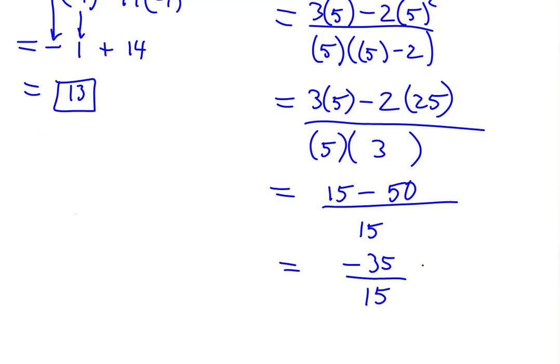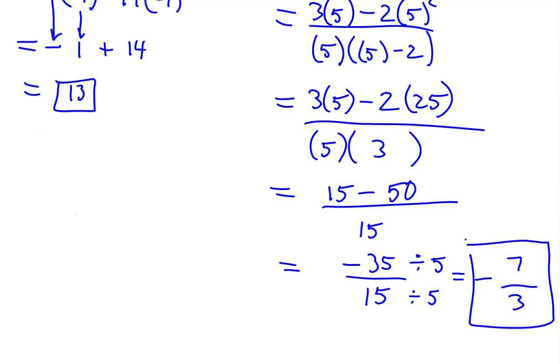Over, we had a 15 down below. Now this can be reduced. It's not a single integer answer, but you could reduce it by dividing both top and bottom each by 5. That's a common factor. And so the result of this fraction, of course, negative over positive, will be negative. 35 divided by 5 would end up as 7. And down below, 15 divided by 5 would end up as 3. So negative 7/3 is our final answer there.